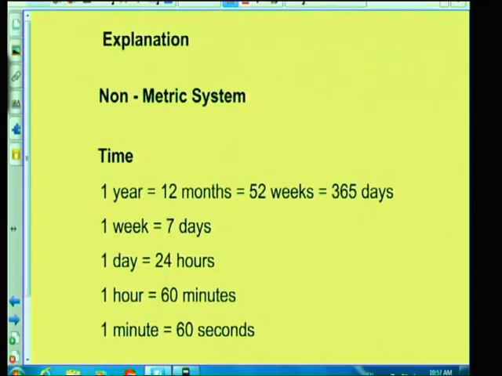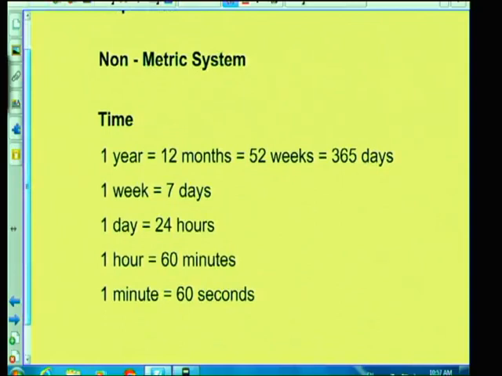Another non-metric system is the system of time. Now, we use time all the time. Sorry for the pun. And you should be really familiar with it. But you'll see that it's not based on changing things in units of 10. It doesn't go up like a decimal system. It's very non-metric, it's non-decimal. And here are just some ideas that we've got.